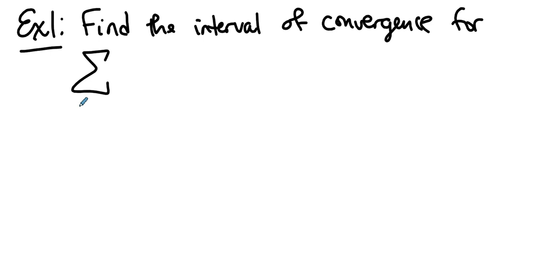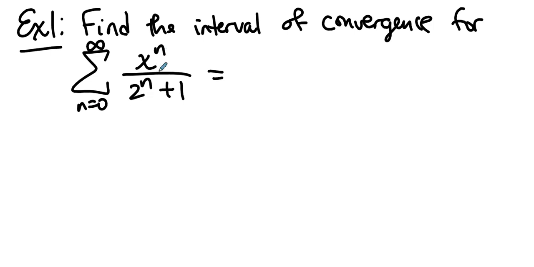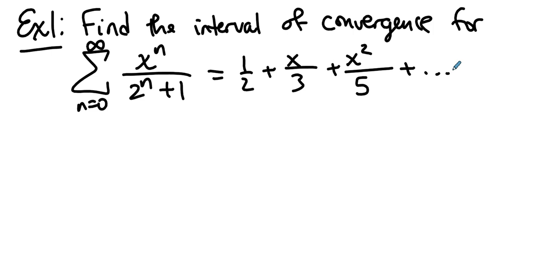for the sum as n goes from 0 to infinity. Notice again that's a 0 of x to the n over 2 to the n plus 1. And to be clear, if n equals 0, this is 1 over 1 plus 1. And if n is 1, this is x over 2 plus 1. And if n is 2, this is x squared over 4 plus 1, and so on. So it's like a polynomial, but it doesn't ever stop.